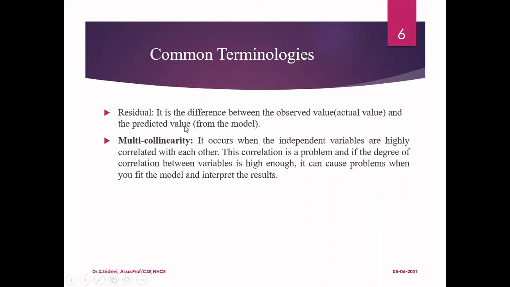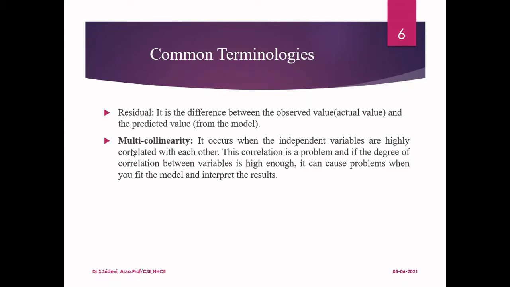And predicted value is nothing but the estimated value that you are getting from the model. And residual is also called error. It is the difference between the observed value and the predicted value. Our aim is to minimize this residual. If the residual is 0, it means our model is perfect and it is predicting the same value as the observed value.